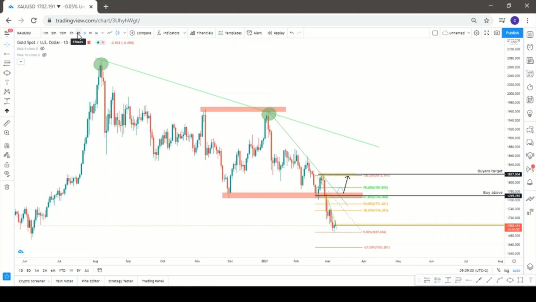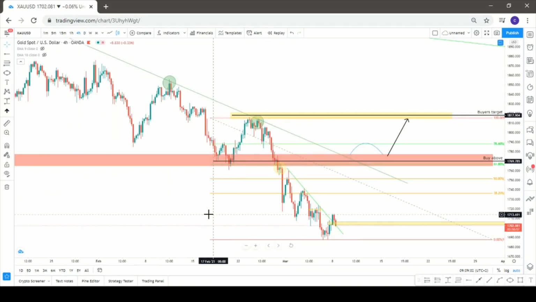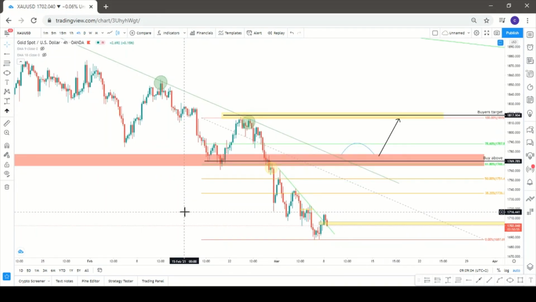So I'm going to go back to the 4-hour on gold. If you guys are trading gold, I would advise you guys, this is not for the faint-hearted. If you're a beginner, you want to spend at least a year or two trading gold. It is a very volatile pair and it moves a lot during the day. I would advise you to be a bit more advanced before you trade gold.